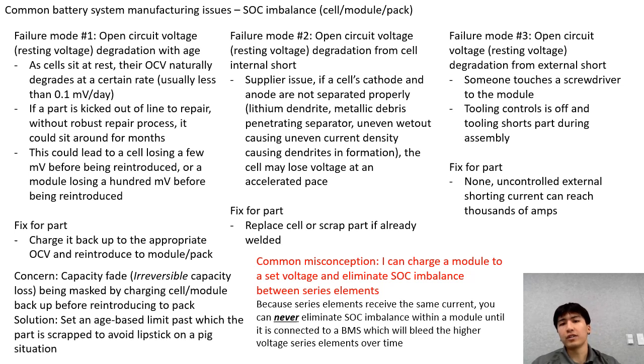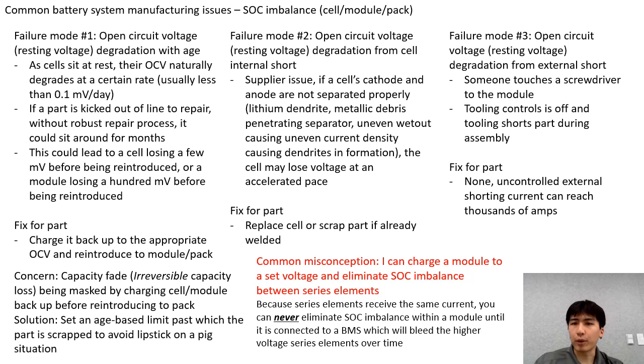It could also happen if the supplier plant is dirty, like it's not a clean room and there's metallic debris inside the separator, inside the anode, and when they push it together, it punches through and shorts the cell. There are other things, like if there's uneven wet-out of electrolyte, it could cause current to flow very strongly in some places and not as much in other places. And current non-uniformity is actually one of the big contributors to causing dendrites too, because the more current that goes somewhere, the more chance there is for dendrites to form, for lithium plating to occur. So all these things are supplier issues, and the fix for the part is you either replace the cell or you scrap the part if it's already welded.